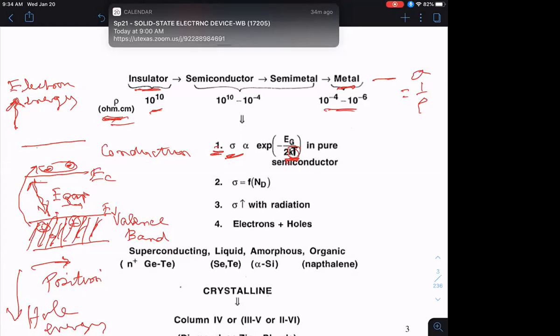Increase? It'll increase. Yeah, very good. It'll increase. In fact, it'll increase exponentially. So you have exponentially increasing numbers of electrons and holes. That's why the conductivity increases, okay?